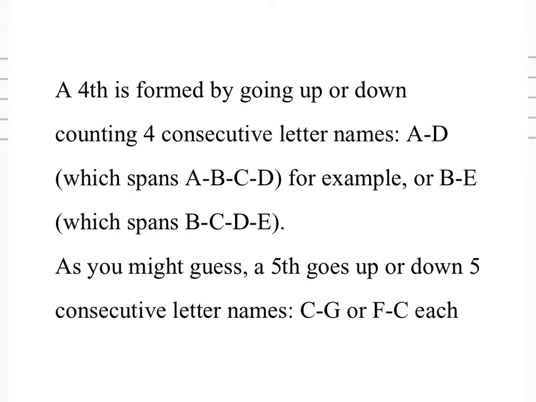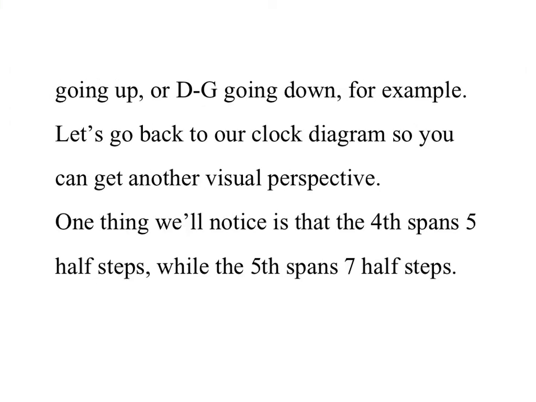A fourth is formed by going up or down, counting 4 consecutive letter names. So if we're going from A up to D, it spans A, B, C, and D. Those are 4. Or for example, going from B to E, it spans B, C, D, E. That's what we mean by counting 4 consecutive letter names. As you might guess, a fifth goes up or down 5 consecutive letter names. C to G, or F to C, each going up, or D to G going down, for example.